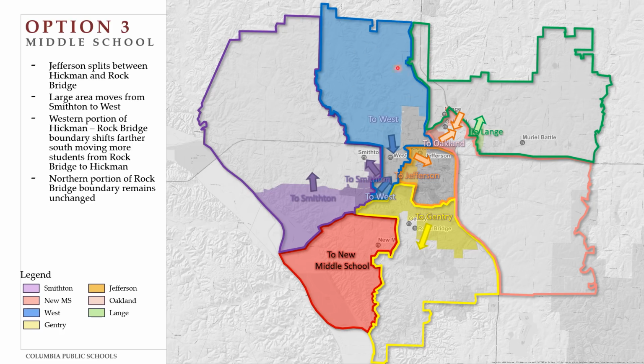We have that same central core area moving into West from Smithton. We have those same similar changes over here between Oakland and Lang. We have these areas over here going from Jefferson to Gentry. In this particular option, the new middle school is composed completely of students from Gentry.